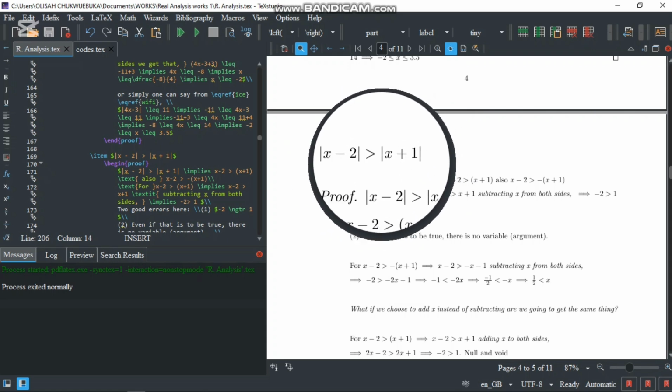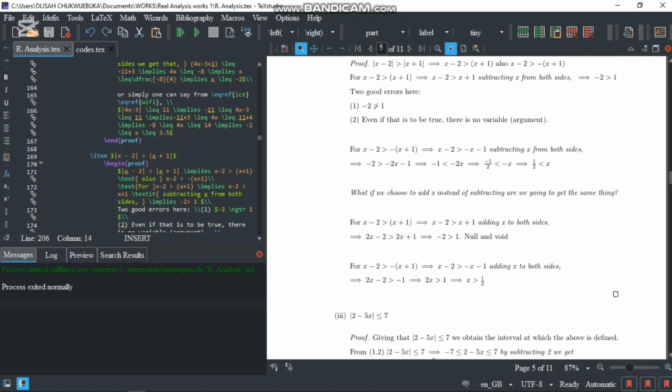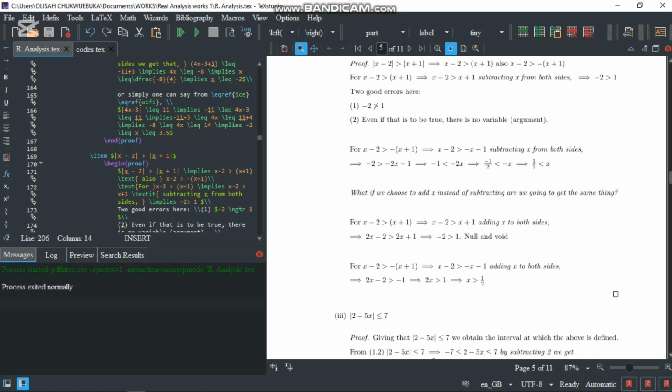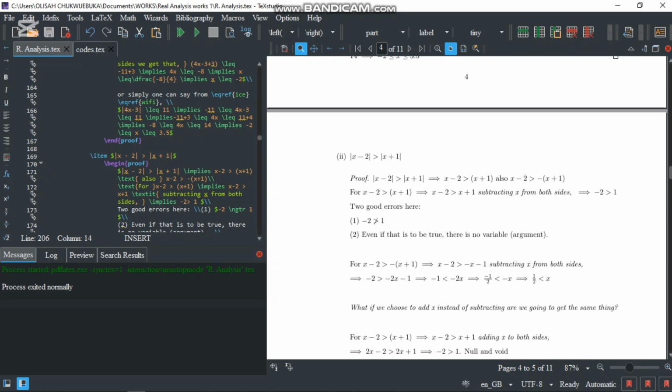Well, we are going to get 0 is greater than 0, which is a lie, since 0 is equal to 0. So the inequality holds only where the strict condition is satisfied, and that is what the absolute value of x minus 2 being greater than the absolute value of x plus 1 requires.